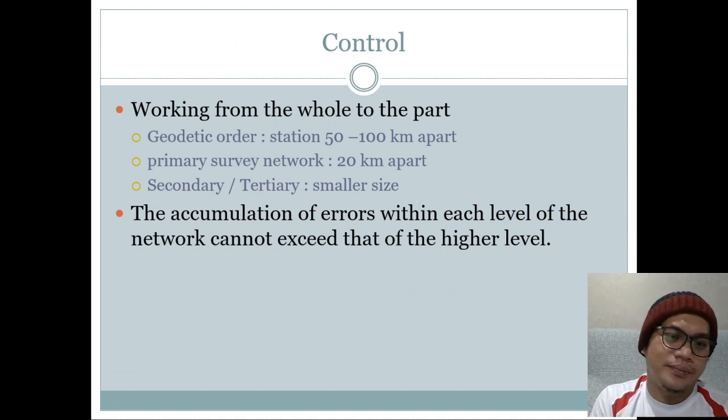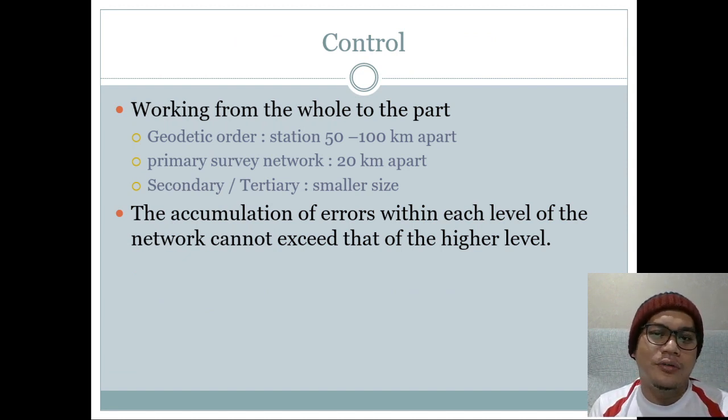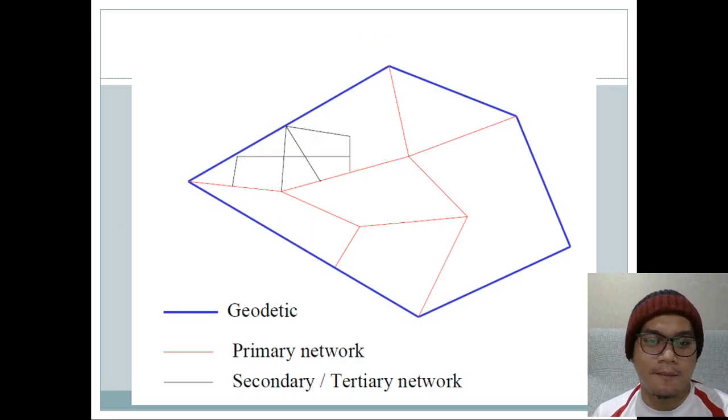So the control points: working from the whole to the part, which is in a hierarchical order, the stations could be 50 or 100 kilometers apart. However, for the primary and secondary, smaller size will be better. And bear in mind that the accumulation of those errors within each level cannot exceed the higher level, which is the primary or the geodetic order, right?